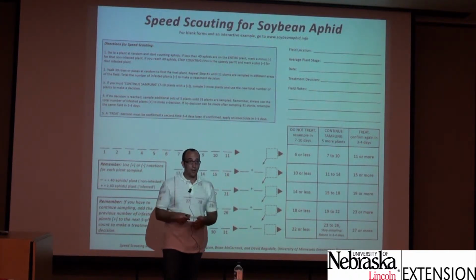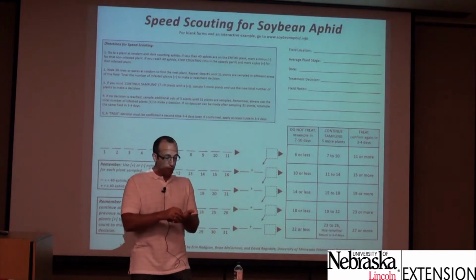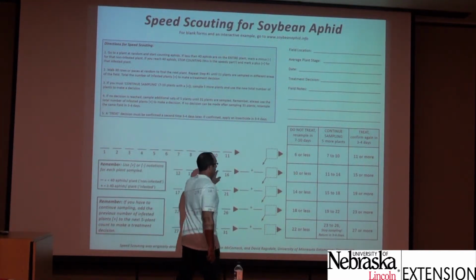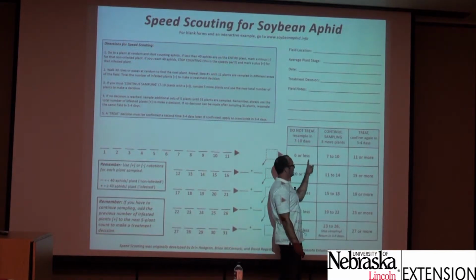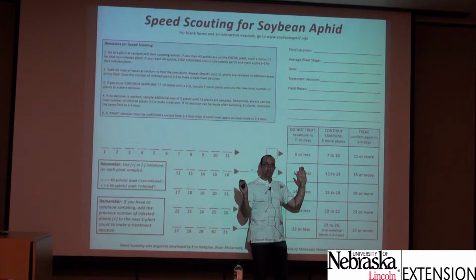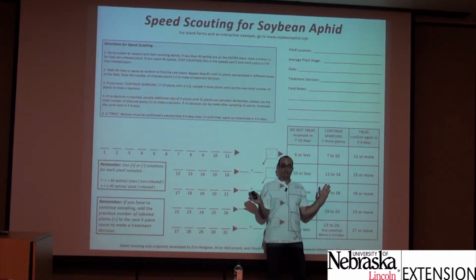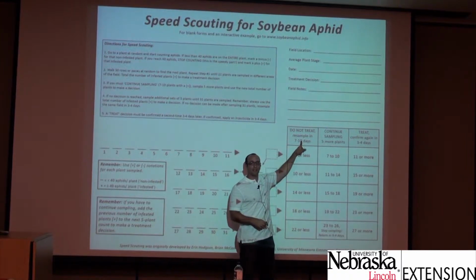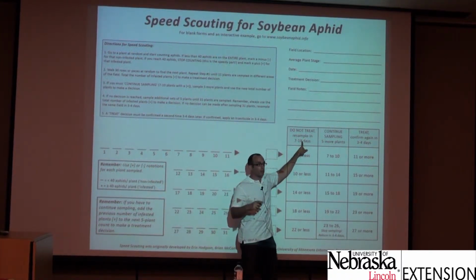Yes, no, write it down, walk. Stop, write it down, walk. And then once you get to your first 11, put that number in the box. Are you at 6 or less, 7 to 10, 11 or more? If you're at 6 or less, you're done. If you're 11 or more, you're done. This means you don't treat and you come back in 7 to 10 days. So now you've got to remember when to come back and sample.